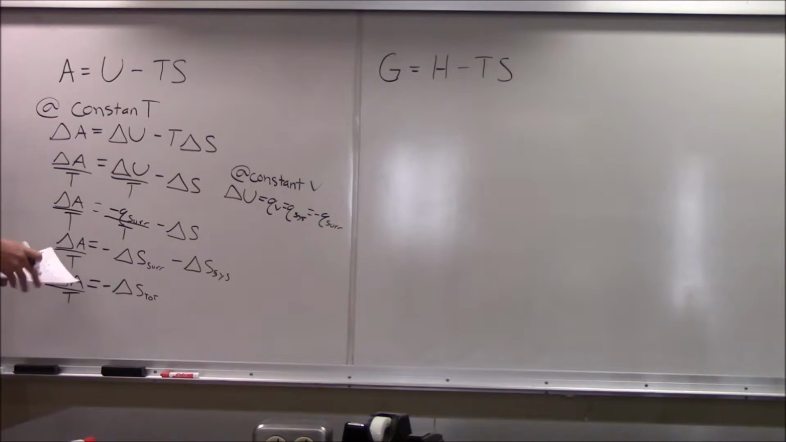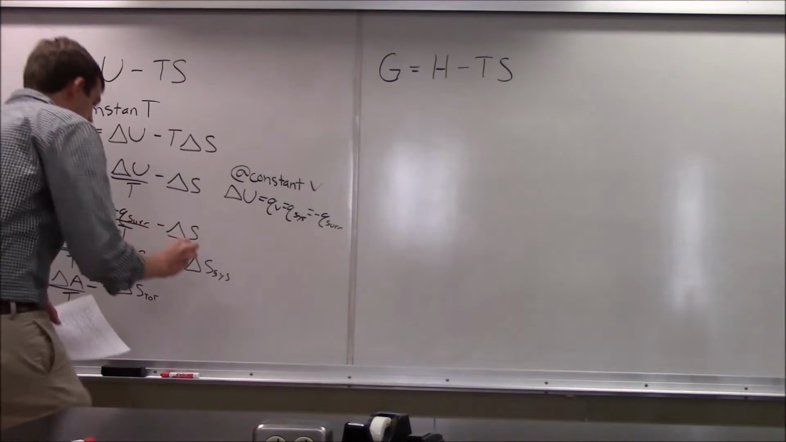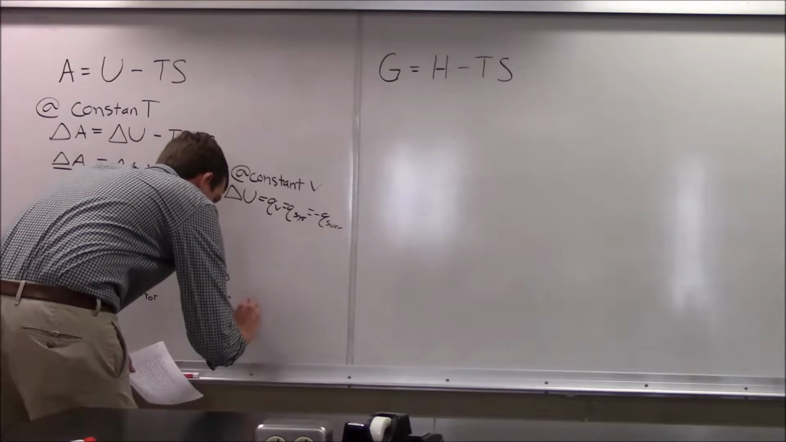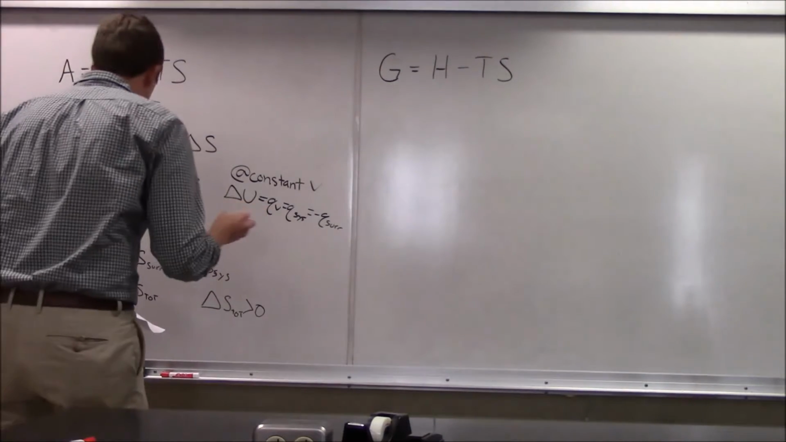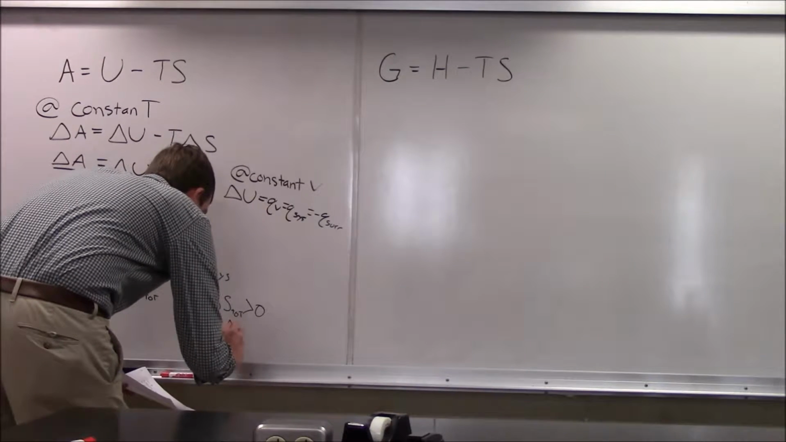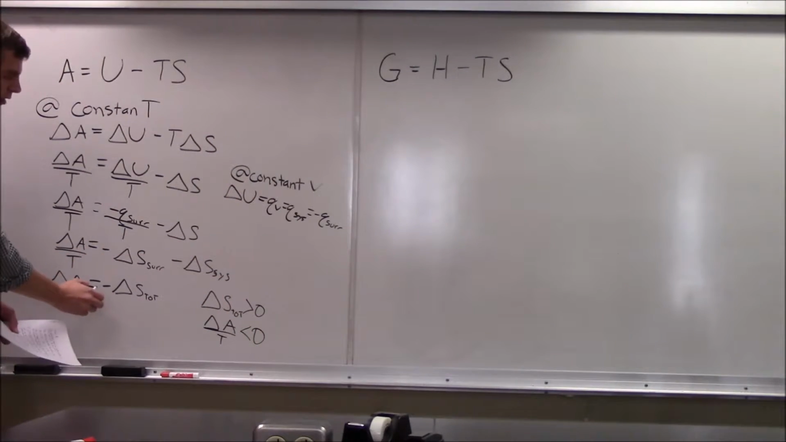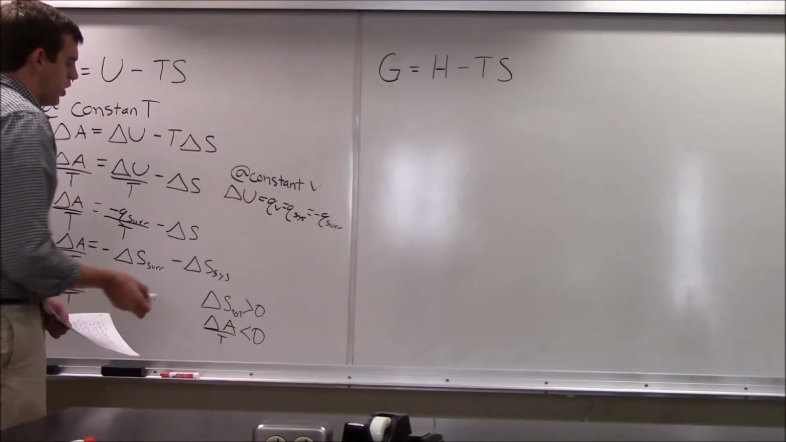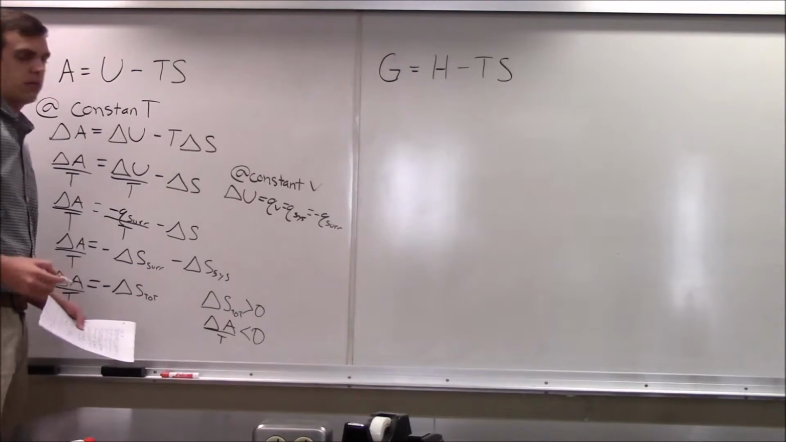So what that suggests is that in order for a spontaneous process to occur, we know that our total entropy change has got to be greater than 0. Based on this equation, that would mean that our change in Helmholtz free energy over temperature must be less than 0 because of this negative sign. Since temperature is always positive, it means that our change in Helmholtz free energy at constant volume and constant temperature must be less than 0.